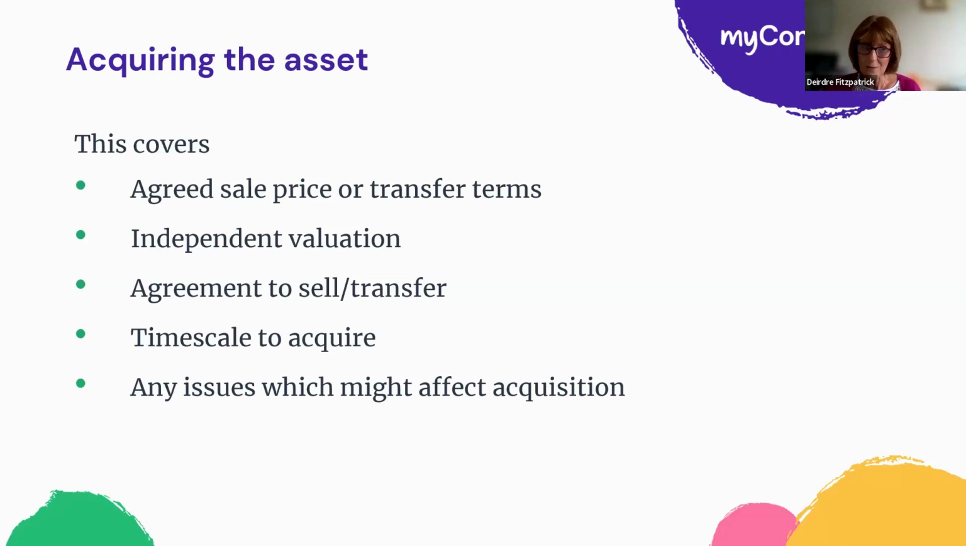They need to know the timescale for acquiring it. When will that be available to you? When can you take it over? And if there are any issues that might affect the acquisition, so if there are any queries in ownership, if there's anything about the deeds, if there's anything about it not being very clean cut, you need to tell them. There's no point in these issues arising later. Obviously, it would be better to get it ironed out before you actually start.